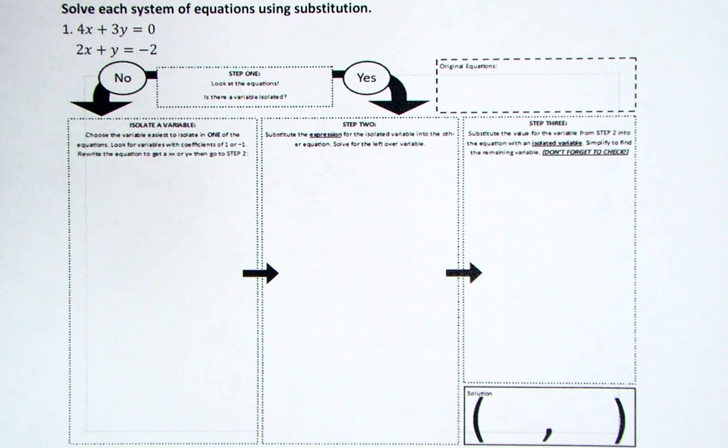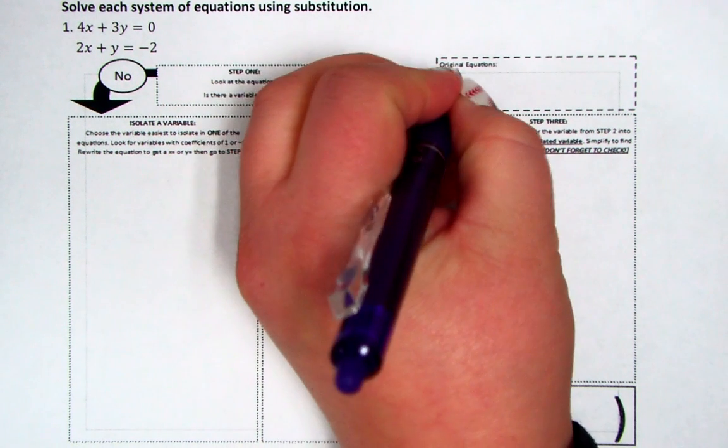So in level 1, we had one variable by itself in both equations. In level 2, we had one variable by itself in one equation. So now we've graduated to level 3, where there isn't a variable that's already by itself. We will have to do a little bit of arranging. So here are our original problems.